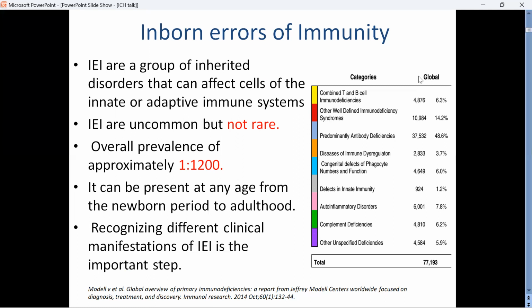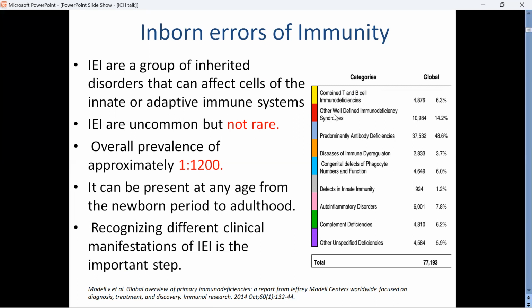Now, coming to the categories, these PIDs are categorized into multiple types. Combined T and B cell immunodeficiency predominantly affects the cell-mediated immunity or the T cells. Remember, if the T cells are defective, then though you have B cells quantitatively, they are qualitatively defective, because the T cells are needed for the activation of B cells to function. So when you don't have T cells, though you have B cells, they are poor in function. These disorders are called combined T and B cell immunodeficiencies, commonly called SCID when presenting in a severe form.